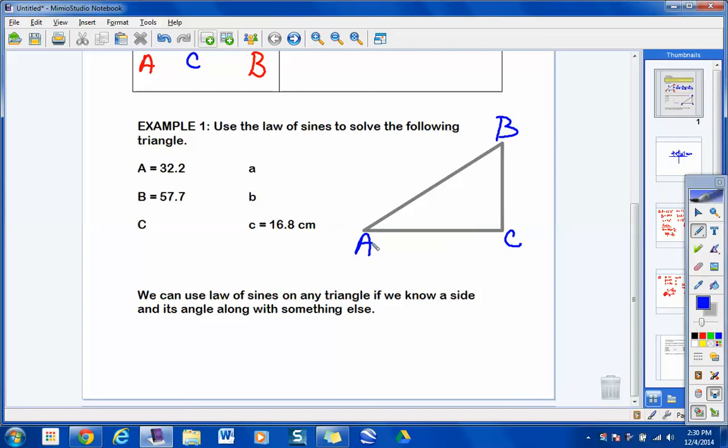All right, guys. First of all, what information is given? What do we know? Big A, big B, and little c. So we could find big C, right? Let me just fill in what we know first. 32.2 degrees here. This is 57.7 degrees. And then the distance that I know is side c, 16.8. Could you find the angle measure for C? Yeah.